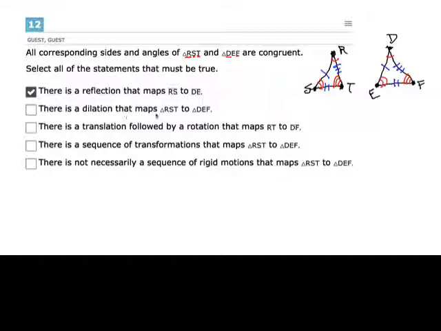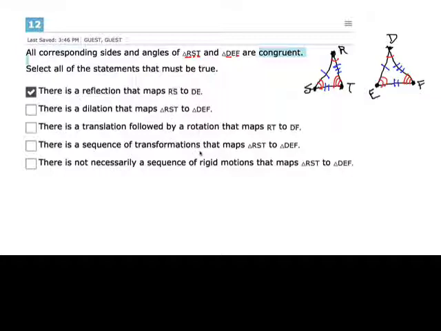There is a dilation that maps RST to DEF. Now, dilation means it gets bigger or smaller, and that can't be. Remember, if they're congruent, they're the same size, same shape, which means dilations won't map it onto each other. It will make them so they're no longer congruent.